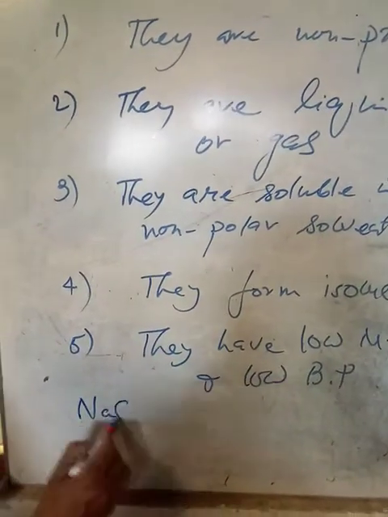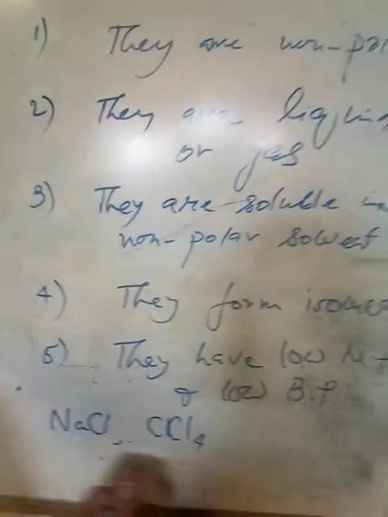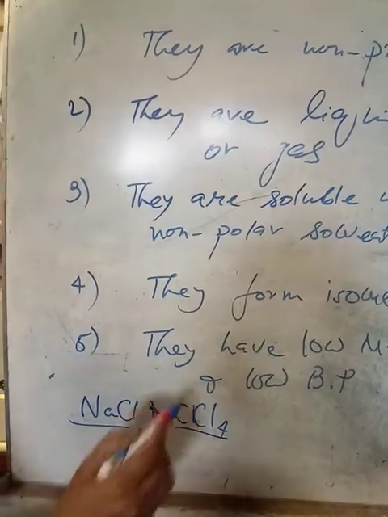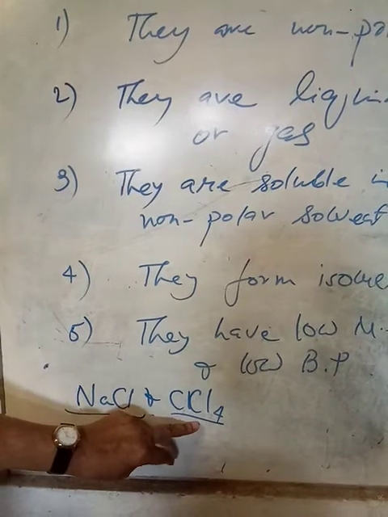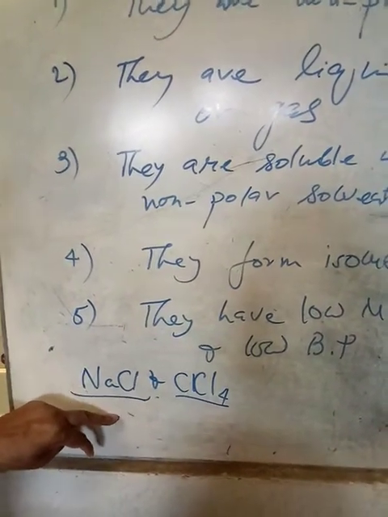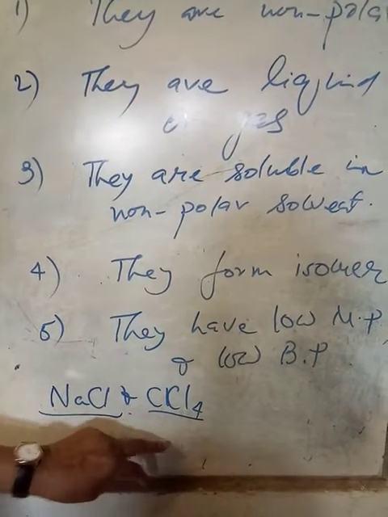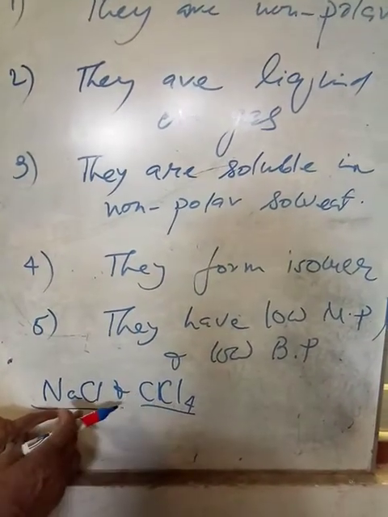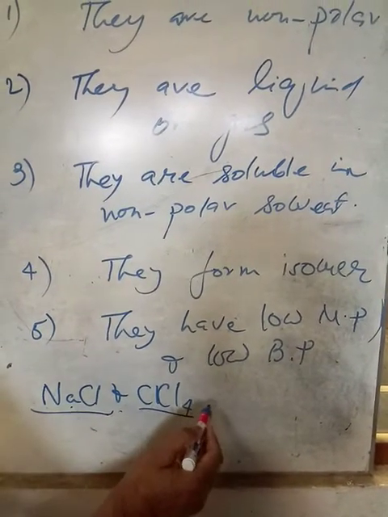Now you can compare sodium chloride with carbon tetrachloride. Sodium chloride is electrovalent, carbon tetrachloride is covalent. So it will show the characteristics of electrovalent compound, and it will show characteristics of covalent compound. By these characteristics, you can differentiate, or separate, or identify between sodium chloride and carbon tetrachloride.